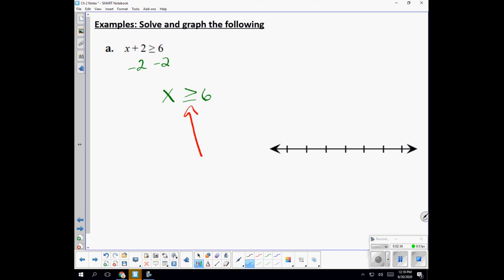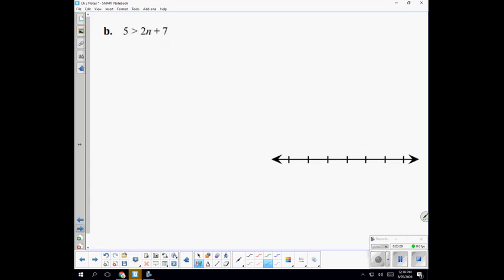Okay, so let me put my numbers on my number line here. Let's see, it was 6, 7, 8, 9, and we'll make this 5, 4, 3. We are going to use a closed circle at 6, and then we need to read this. x is greater than or equal to 6. So we're going to look at all the numbers that are greater than or equal to 6. So we will shade in this direction.